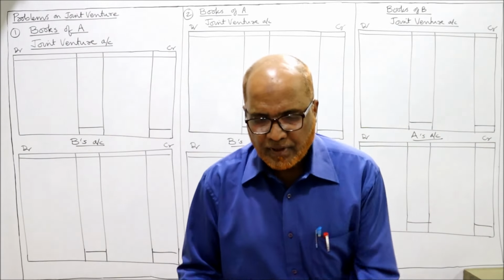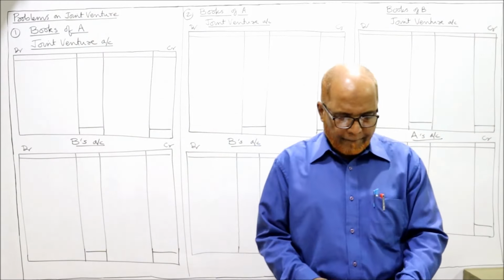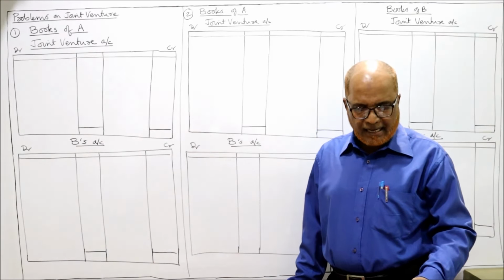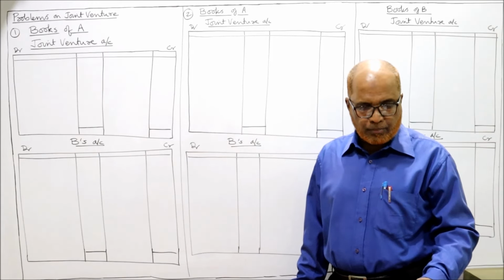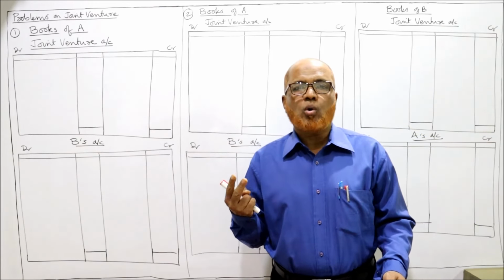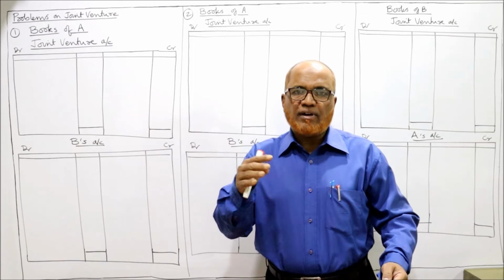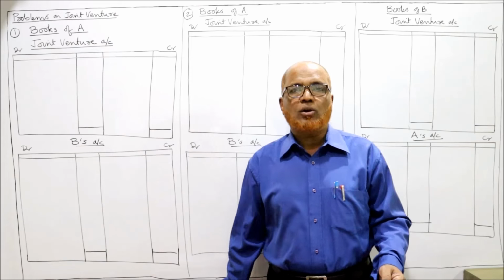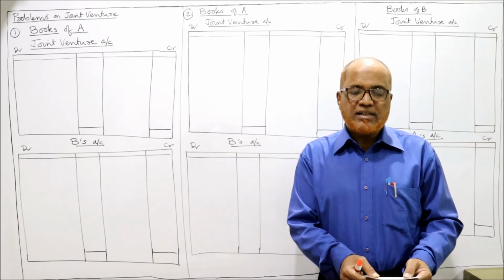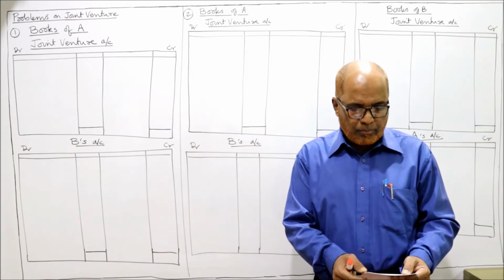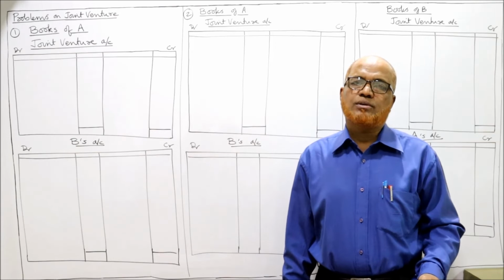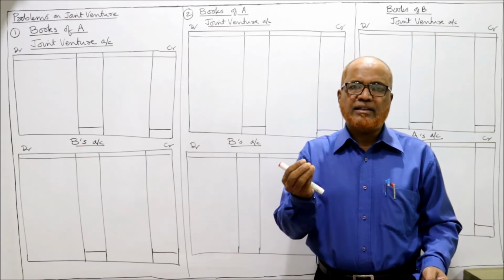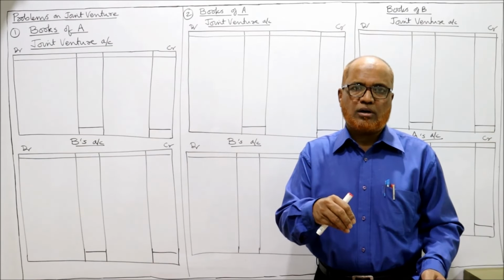First problem, see problem number 1. A and B enter into a joint venture to sell a consignment of timber, sharing profits and losses equally. So two co-venturers are there, A and B. They have agreed to consign timber and share the profits and losses equally. A provides timber from his stock at a mutually agreed value of 5,000. So A has supplied 5,000 rupees of goods from his stock.